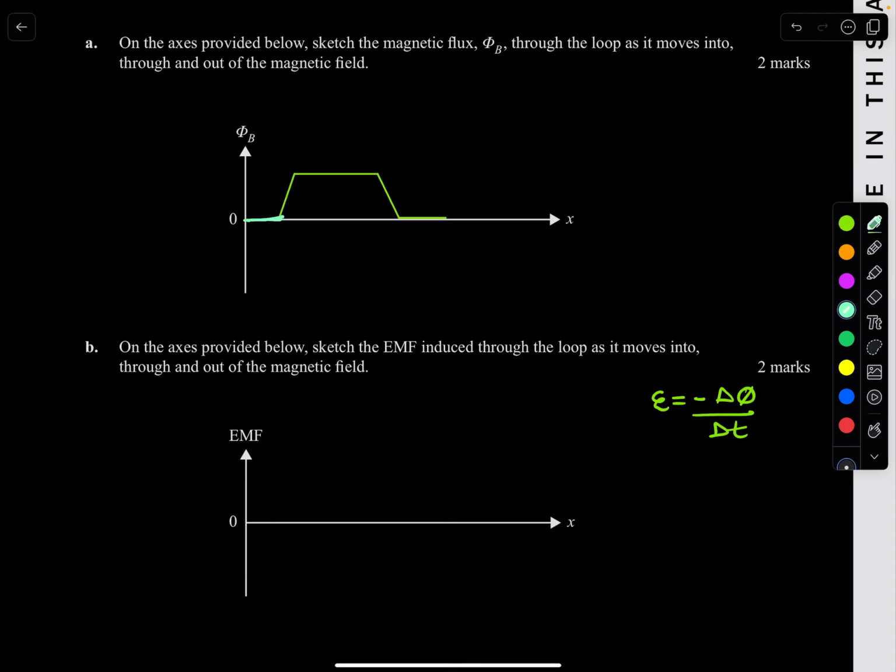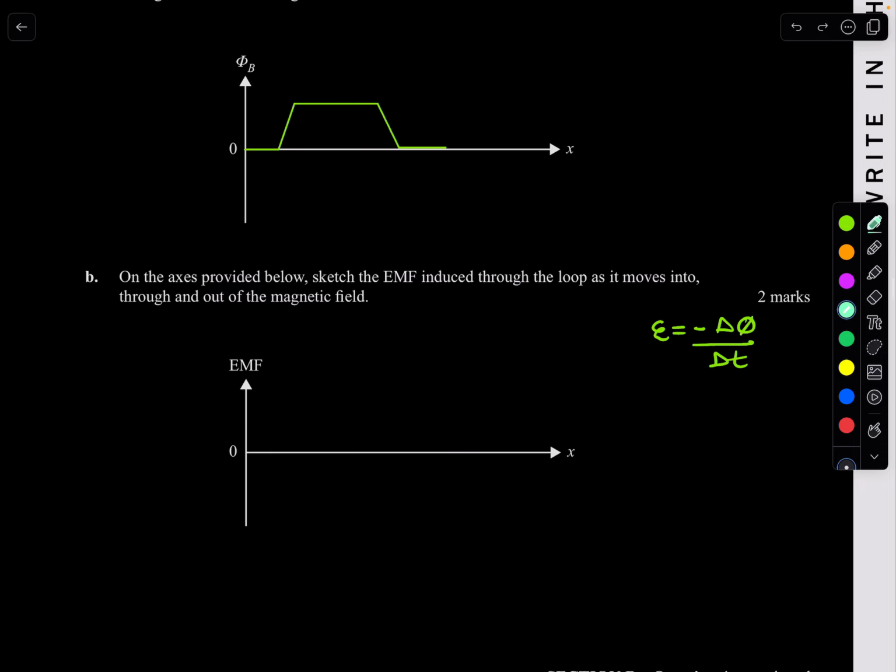So for example, here at the beginning, what's happening to the slope? It's 0. It's just a constant slope. So if you differentiate a slope that's at 0, it's just going to be 0. So there will be no EMF produced, because imagine this here is 0. Your EMF is going to be 0.